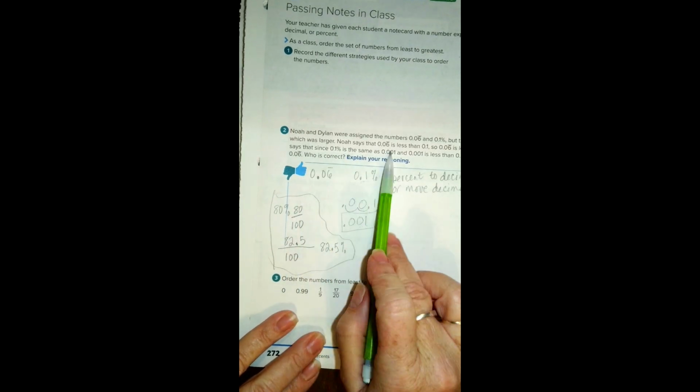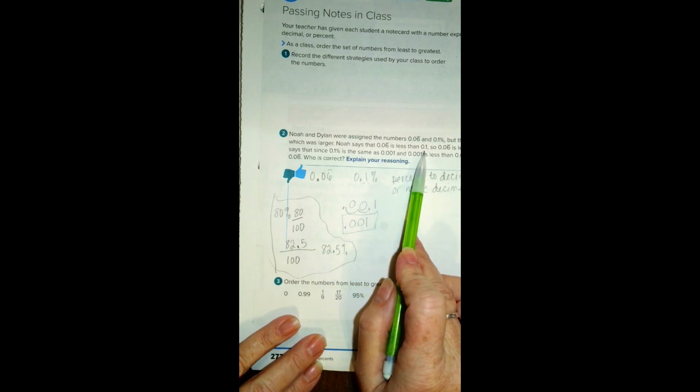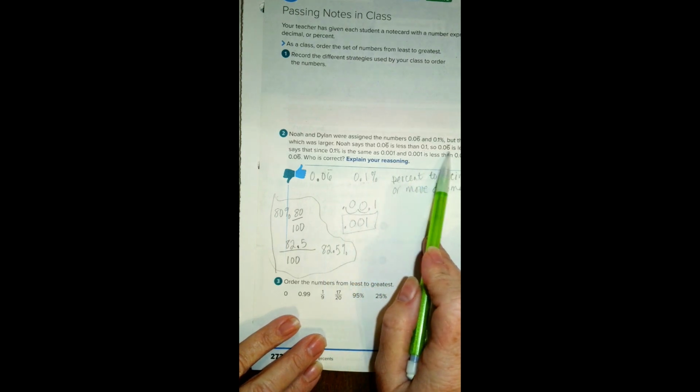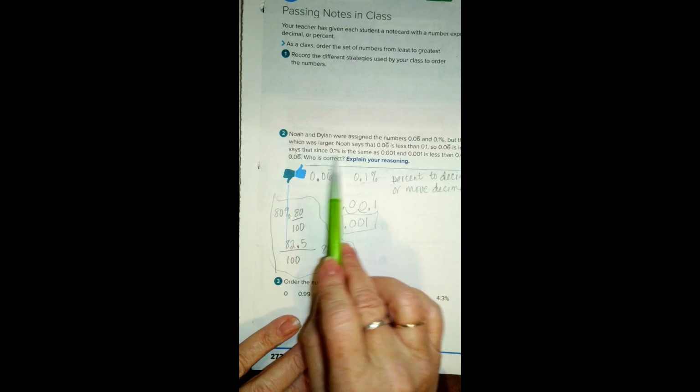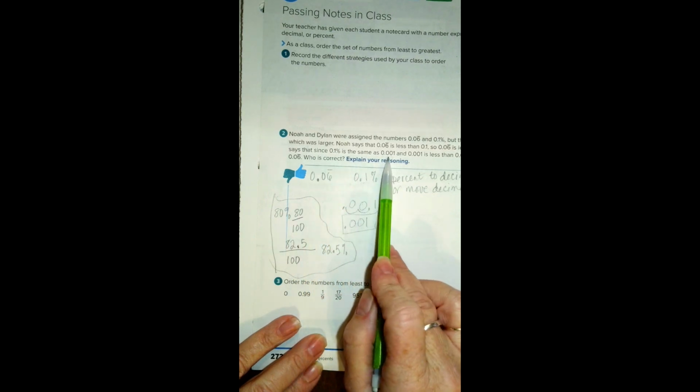Okay, it says, Noah says the 6/100ths is less than the 1/10th. So 6/100ths is less than 0.1%. Dylan says no, since 0.1% is the same as 1/1000th, and 1/1000th is less than 6/100ths. 0.1% is less than 6/100ths. So Dylan is correct.